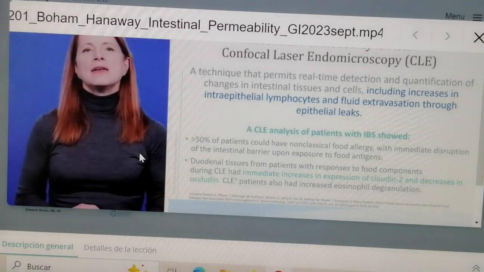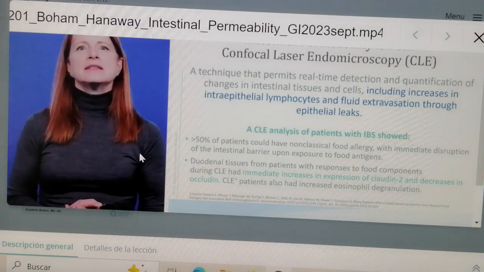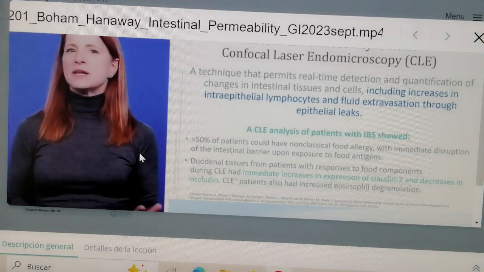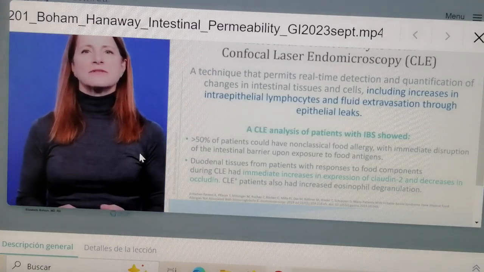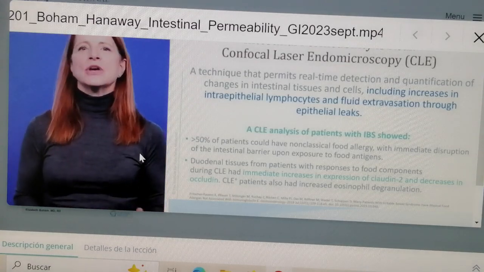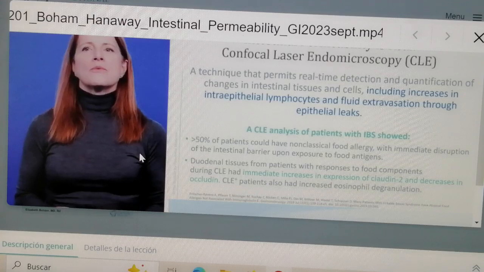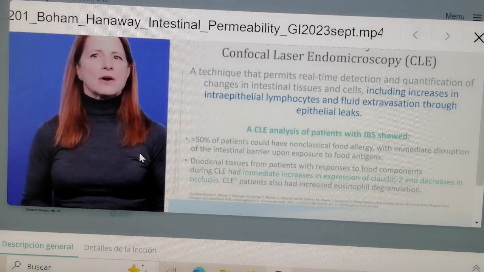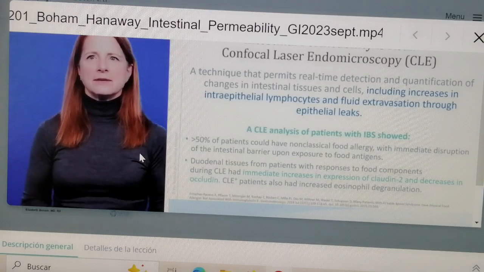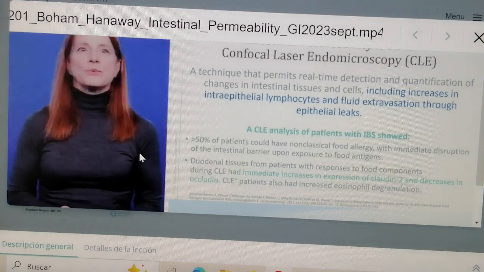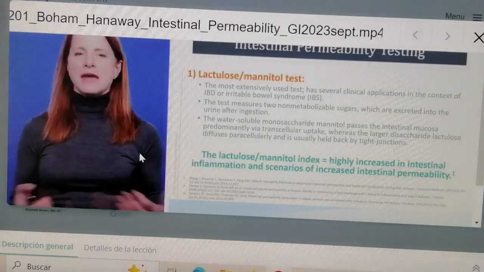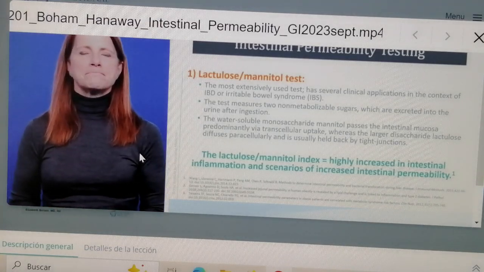And what was interesting here is they showed that food particles, food antigens, food sensitivities actually, because they weren't typical IgE reactions to food, but even food sensitivities could create real-time changes in the intestinal barrier by measuring CLE. So we do know that local inflammation can create increased intestinal permeability.